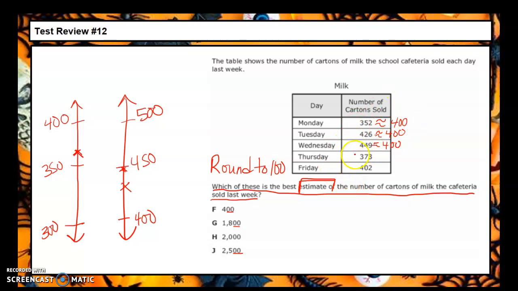That would be weird. Okay, 373 is above the 350 mark, somewhere here. And so that means it bumps to 400 also. What? All right, 402, that's almost at 400. And so that one's going to round to 400.